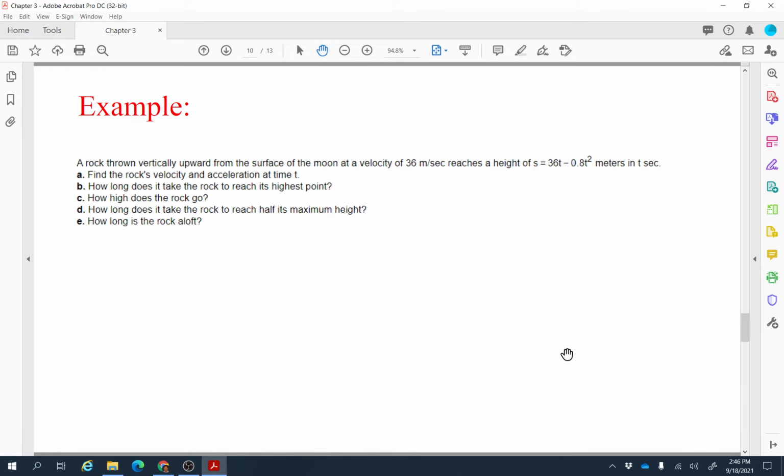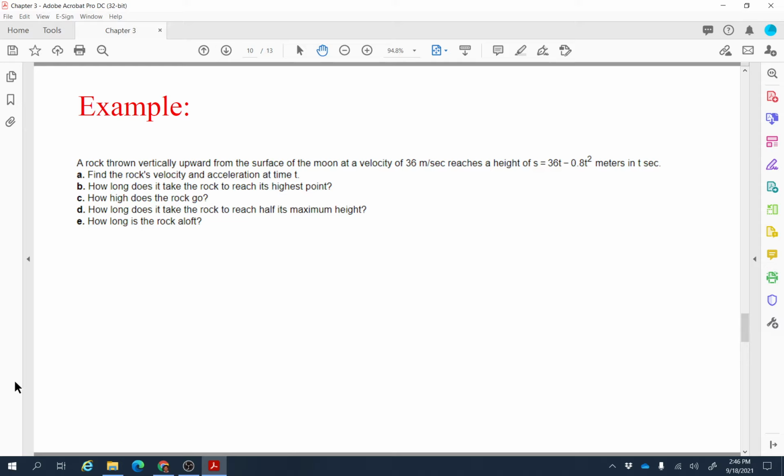Okay, let's look at another problem. So you throw a rock, and the velocity of that rock is 36 meters per second, and this is the height function of that rock, and we need to answer this question.